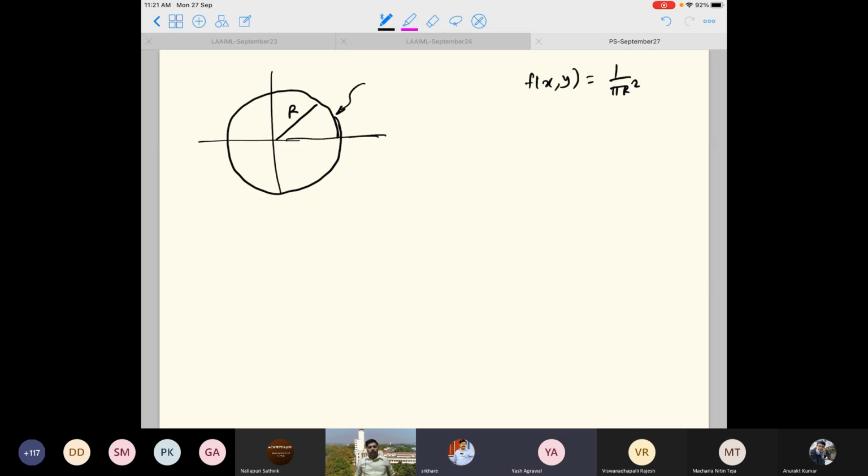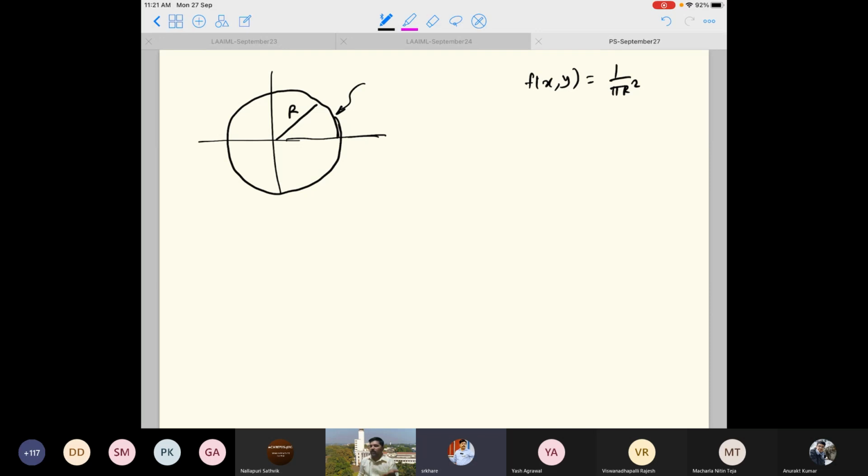The uniform density. Correct. It will be a plane over the circle. Exactly. Plane meaning a flat plane, right? So not an oblique plane or something. It will be a flat plane parallel to the xy plane. And what height this plane will be? The height of the plane will be at 1 upon pi r square, right? So the graph of the density, if you see, will be like this.